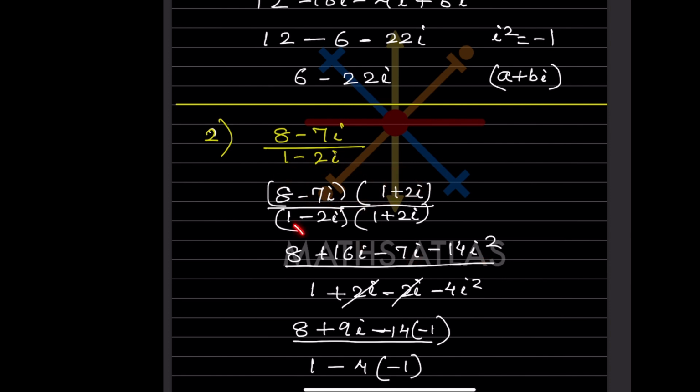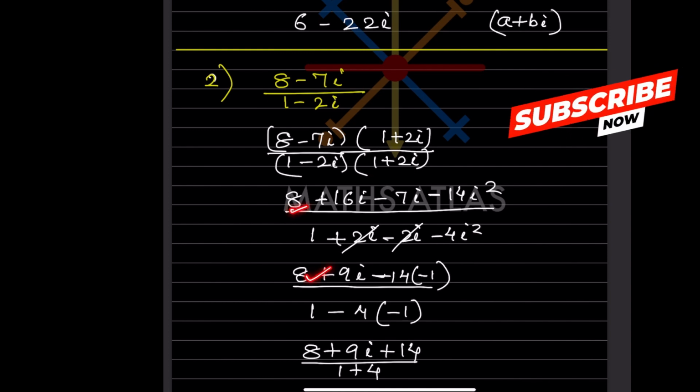For this one we can either write a minus b, a plus b means a square minus b square, or we can do the same thing and expand it. We'll do it from here. 1 plus 2i, this is here, minus 2i, and minus 4i square. So now again you know the rule, that is 8 will be here.